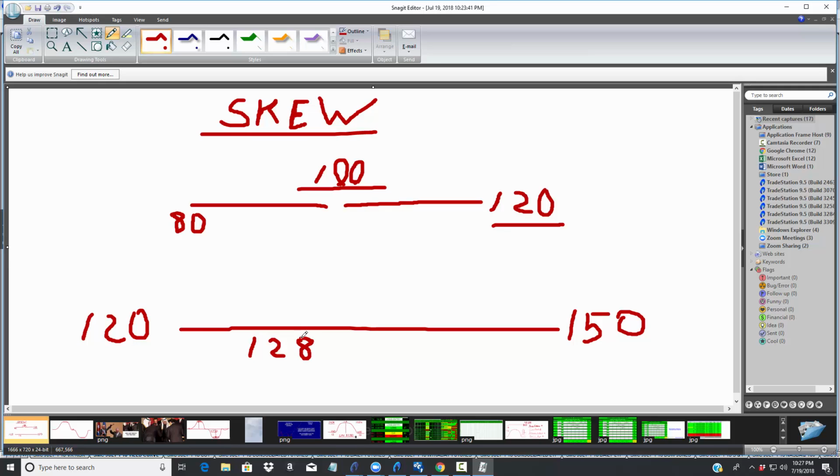128 is a normal skew. Generally, when the market is at its highs, and people are buying calls like crazy, and you have a skew below 120, and the volatility is very low, it's usually a contrarian indicator that the market's about to go the other way and go down.